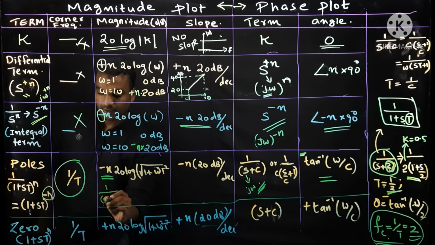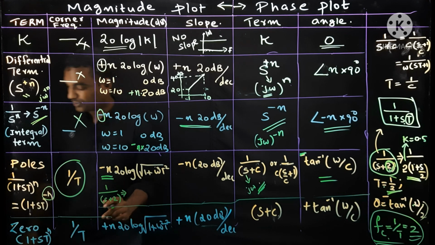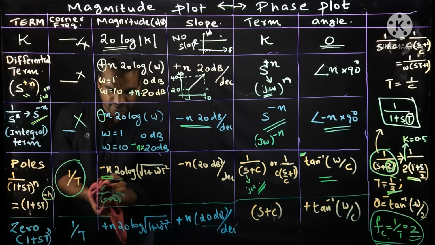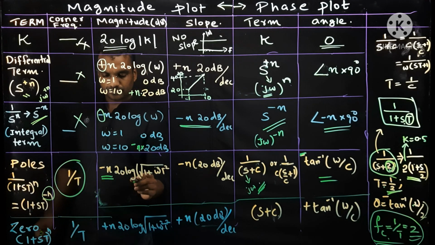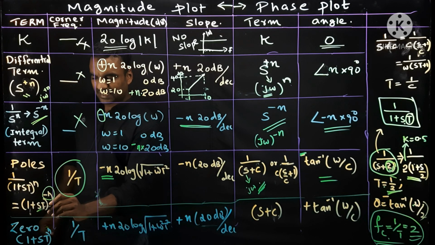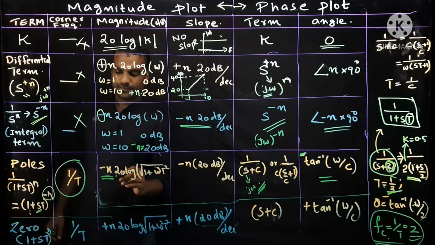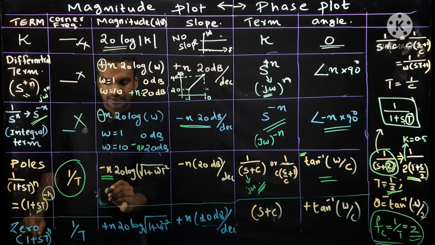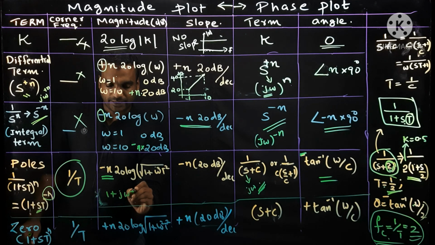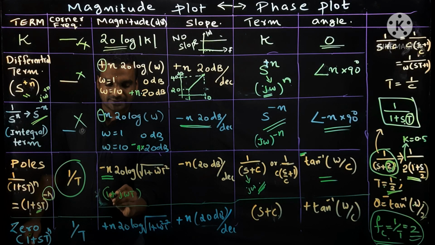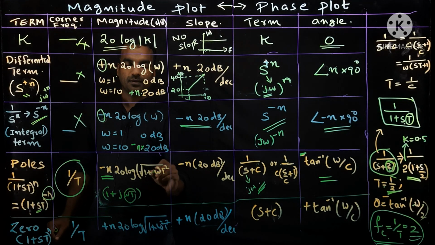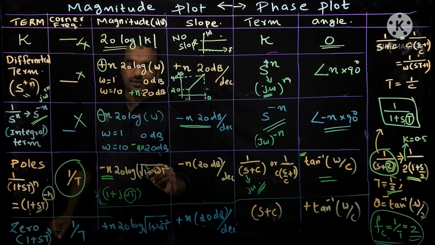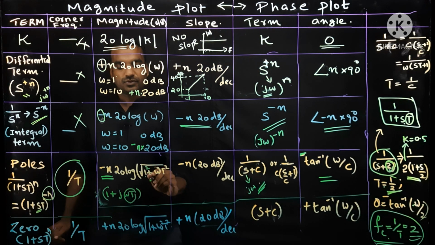1 by s plus 2. If you are putting, no need to go like that. It is really simple. For this s, you have to put s is equal to j omega. Now you will get 1 plus j omega t. Here 1 is the real part and omega t is the imaginary part. So its magnitude will be the square root of real part square plus imaginary part square, 1 square plus omega square t square. So this is the thing.